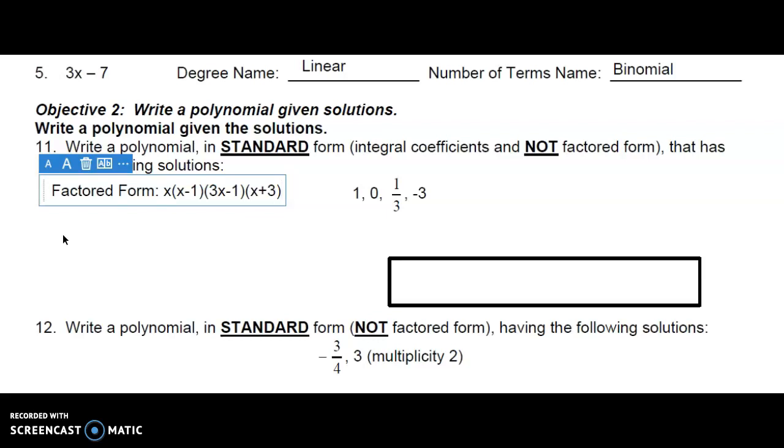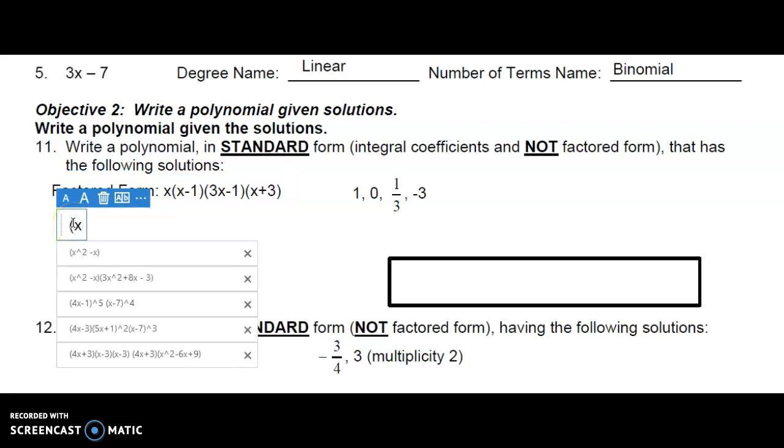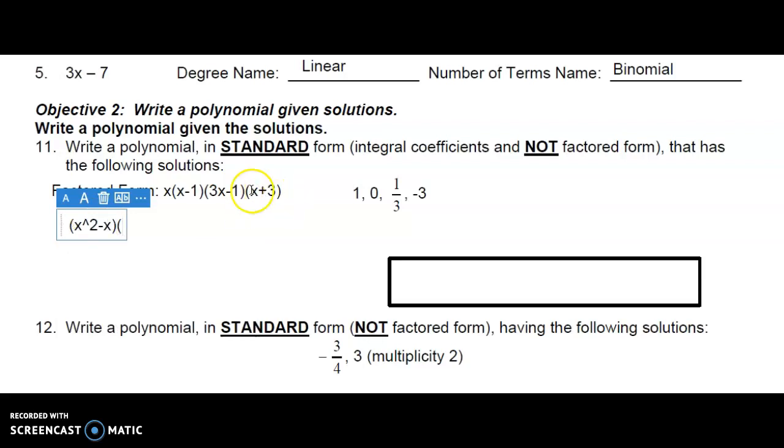In order to get it into the standard form, you must multiply all 4 of those factors together. I suggest multiply the first 2 together, multiply the last 2 together, and then multiply those 2 solutions together. So the first 2 factors are x times x minus 1. When I multiply those together, I end up with x to the 2nd power minus x. And the second 2 factors are 3x minus 1 and x plus 3. When I multiply those together, I end up with 3x to the 2nd power plus 8x minus 3.